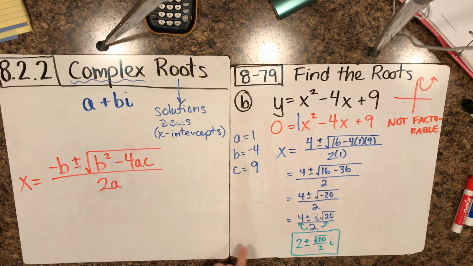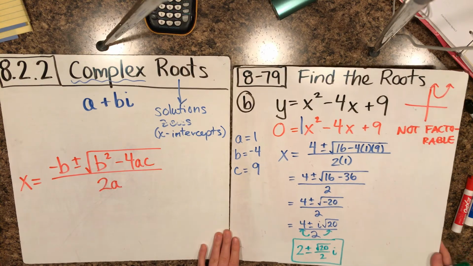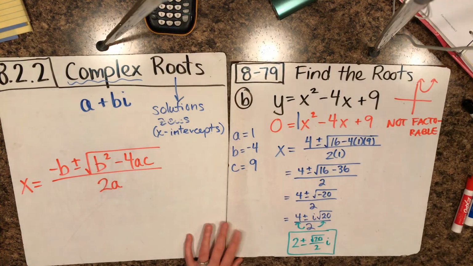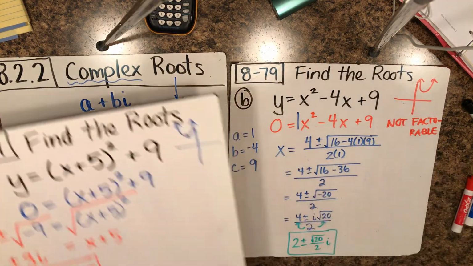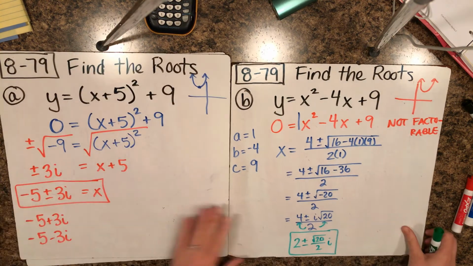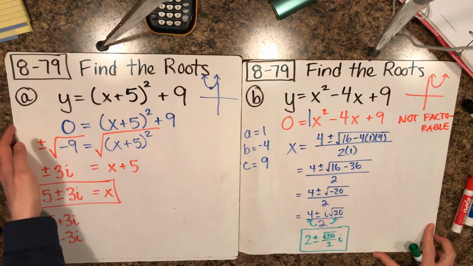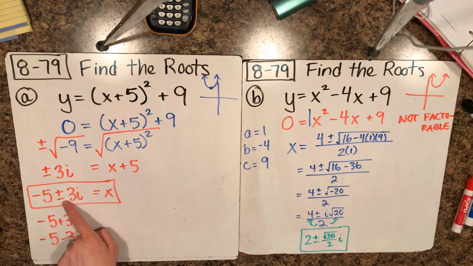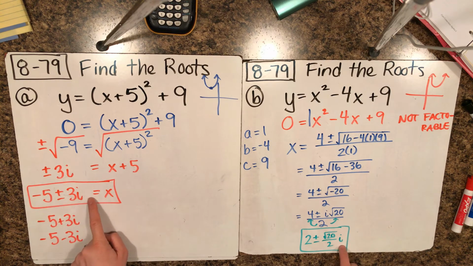Okay, now question 8-80 asks us to take a look at our roots. So we have 2 different problems. Take a look at our roots and see if we notice any patterns. So here I have 2 roots, here I have 2 roots. Hopefully you notice that there are 2 roots in each one. They're both imaginary, and hopefully you notice they're the exact same thing except for the imaginary part has opposite signs.